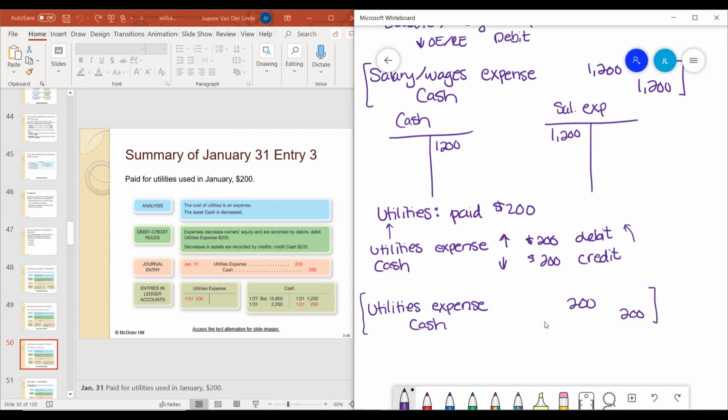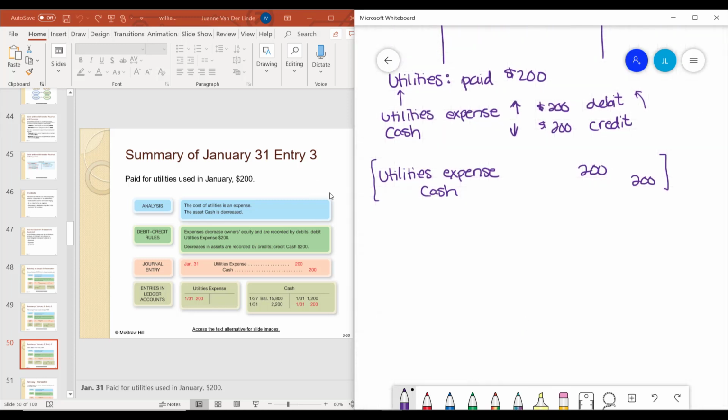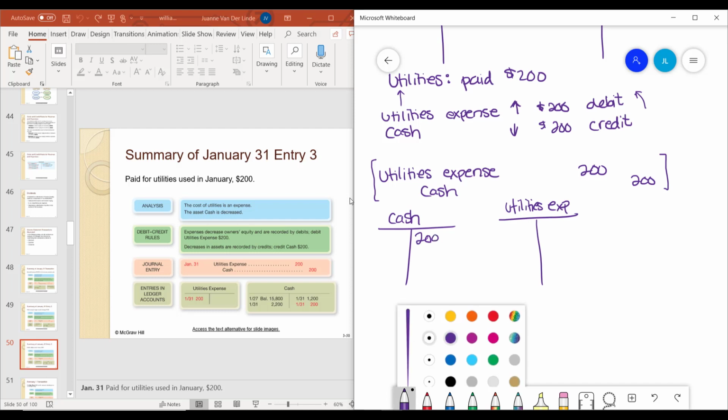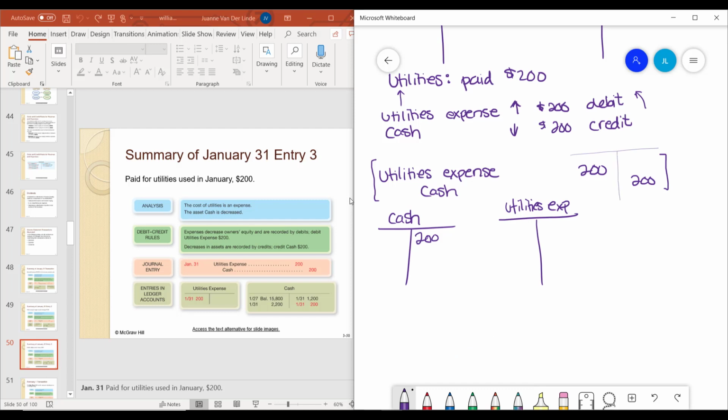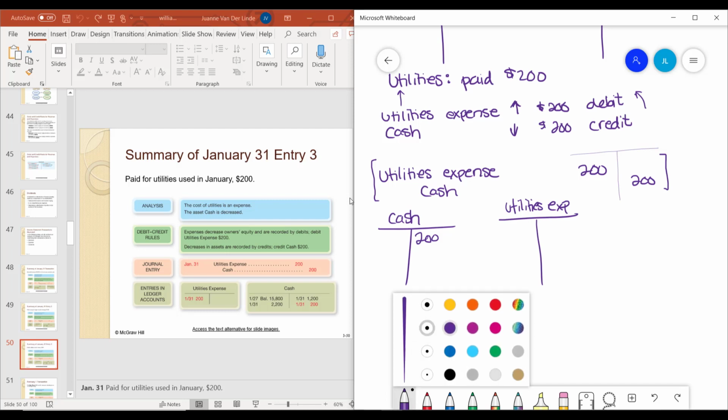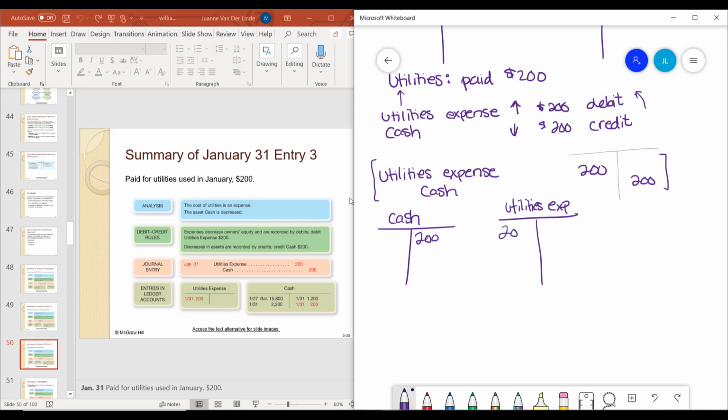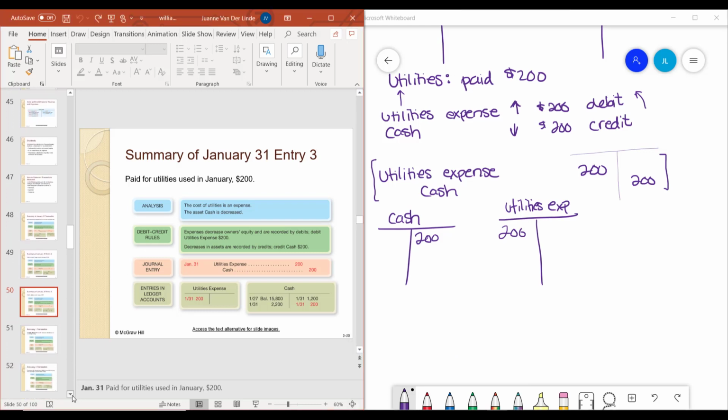And then now that we've journalized that, we want to post that to the T accounts as well. We have cash, and we have utilities expense. Cash is being credited for $200. So remember we have this invisible T account here. So you can see cash is being credited on the right. And then utilities, you can see on the left it's being debited. All right, on to the next one here.